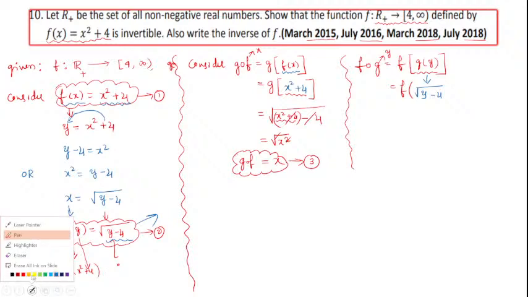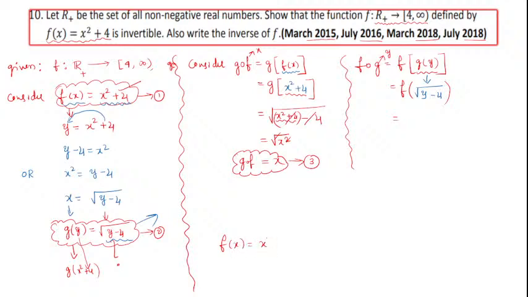Clear? So continue as usual. So you will get f of root of y minus 4. What format is this in? It is in f of x format, right? So see what f of x is here, it is x square plus 4. So in place of x you have to write root of y minus 4. Let me show here, f of x equal to x square plus 4. So in place of x I will write root of y minus 4.